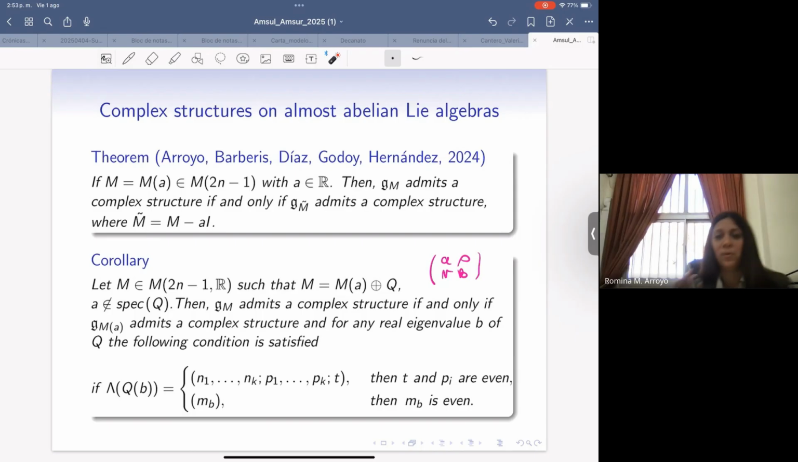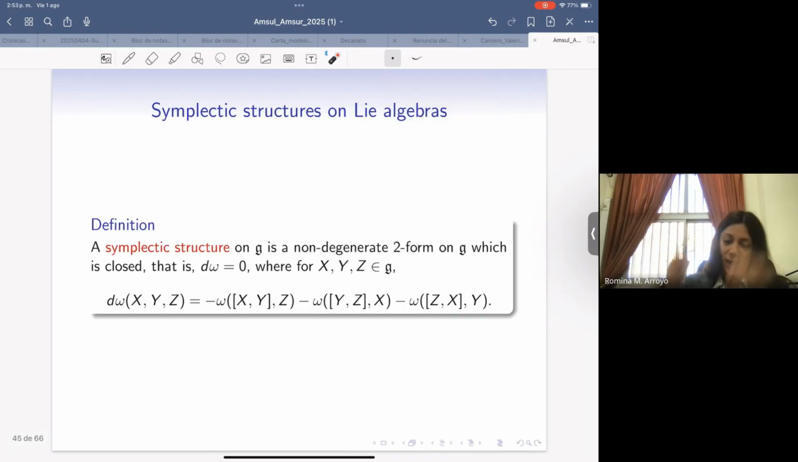Okay. So I'm going to say a few things about the symplectic structures. This is the definition of having a symplectic structure on a Lie algebra. Basically, a symplectic structure is a non-degenerate 2-form which is closed. And here I wrote what the derivative is.